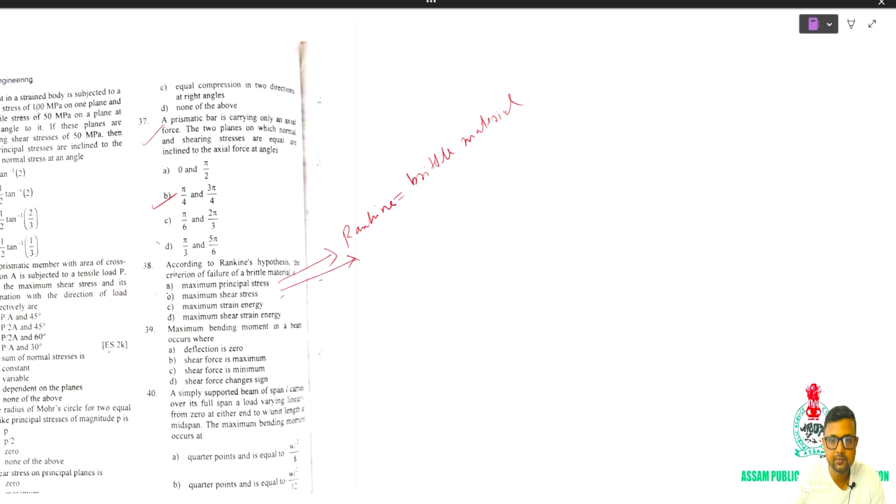Maximum shear stress, this is for ductile, right? This you have to remember. If maximum principal stress is concerned, this is only for brittle material. Why brittle material? Because brittle material fails in tension. It cannot sustain a tensile load. That is why the theories of failure for brittle material are calculated using the principal stress values. And this theory is given by Rankine, right? Okay, so this is the answer.